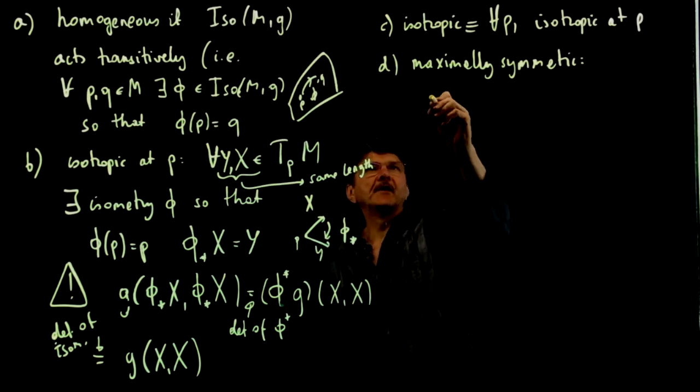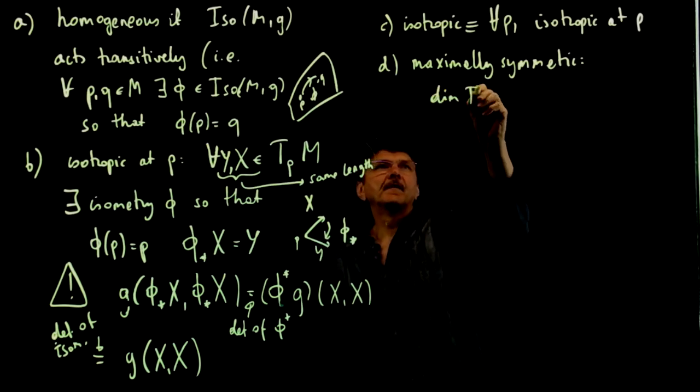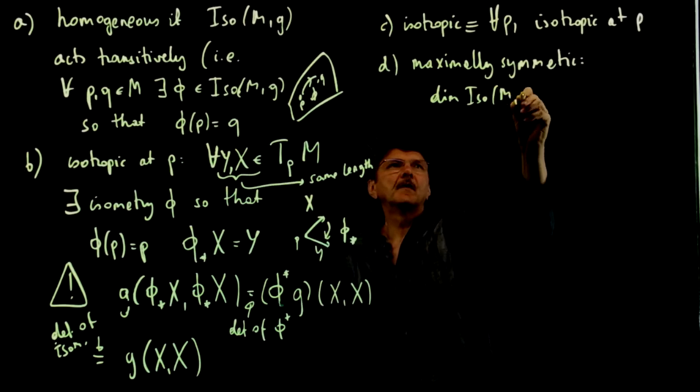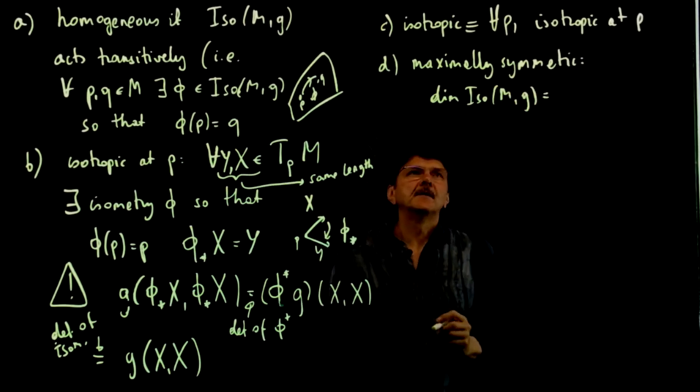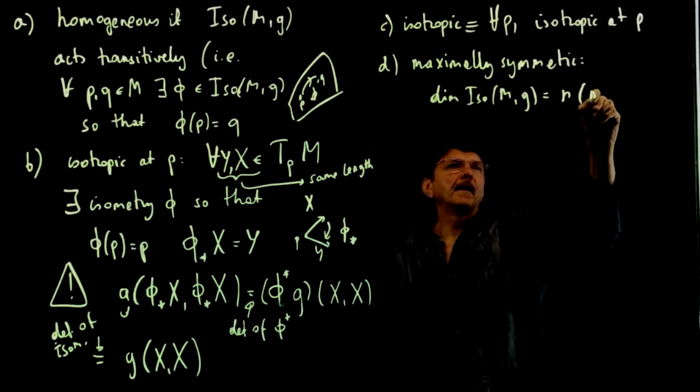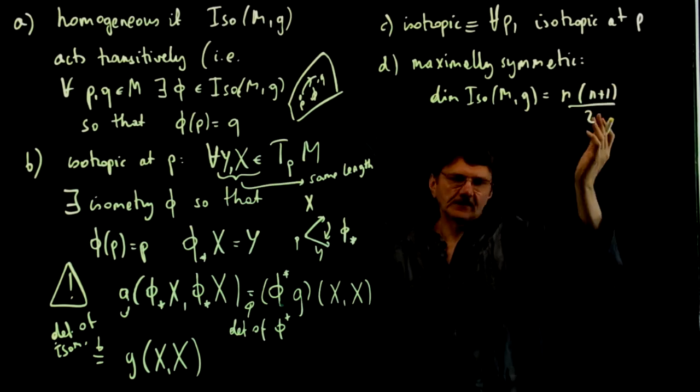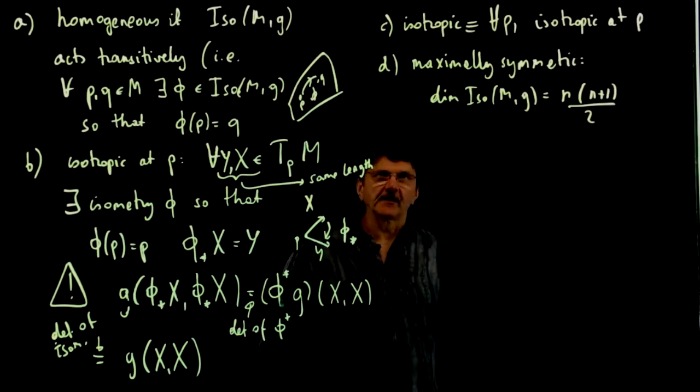Namely, the dimension of the isometry group is n(n+1)/2, which is the maximal possible dimension.